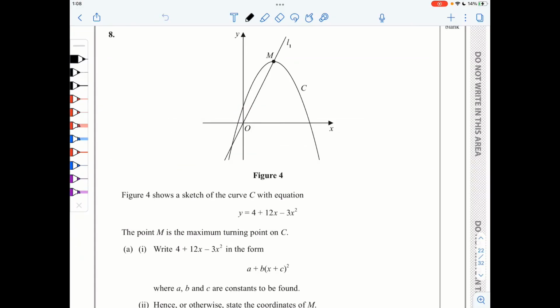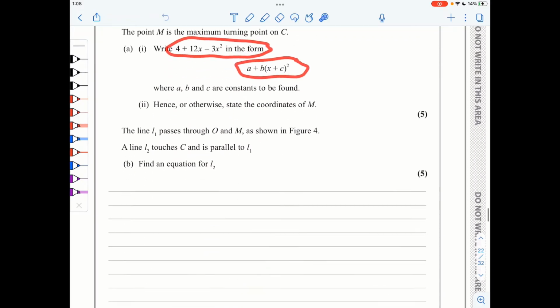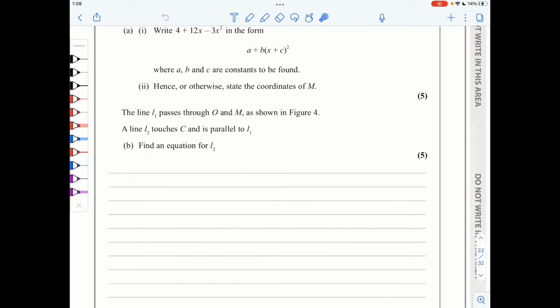In question 8, we begin a sketch of C with this equation here. It's a quadratic, a sad parabola, and we need to write 4 plus 12x minus 3x squared in the form a plus b brackets x plus c squared. So we are essentially being asked to complete the square. So 4 plus 12x minus 3x squared, we will factor out the negative 3, and it's going to be x squared minus 4x. And then I complete the square on x squared minus 4x. It's 4 minus 3 square brackets x minus 2 squared minus 2 squared.